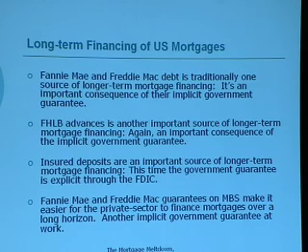So Fannie Mae and Freddie Mac debt is traditionally one source of longer-term mortgage financing. It's an important consequence of their implicit government guarantee. Home loan bank advances are another source of longer-term mortgage financing, again, an important consequence of an implicit government guarantee. Insured deposits are an important source. This time the government guarantee is explicit through the FDIC. And Fannie and Freddie guarantees on MBS make it easier for the private sector to finance mortgages over a long horizon, another implicit government guarantee at work.